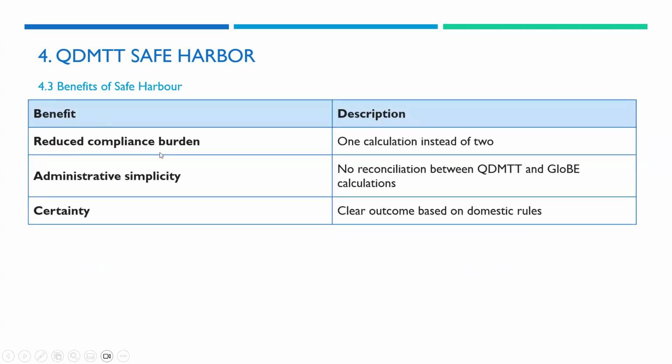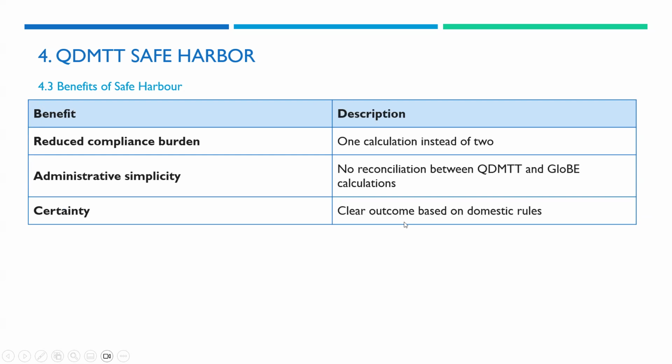Reduce the compliance burden. Absolutely. One calculation instead of two or three. Administrative simplicity, no reconciliation between QDMTT and group calculation because those won't apply at all. So you don't need to sit and do reconciliations and all the other administrative complexity. It's all fine. And certainty.